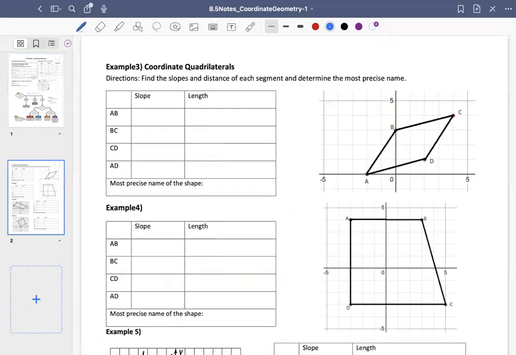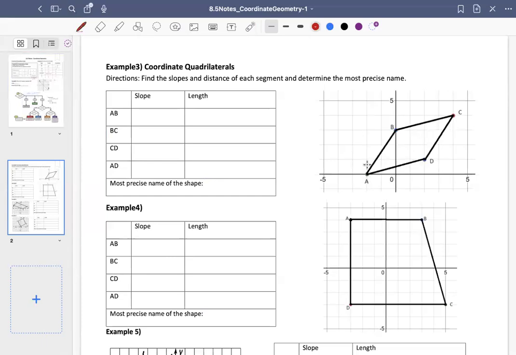So let's go ahead and just do an example. So we have this figure A, B, C, D. We want to find the most precise name for the shape. So anytime we have one of these questions, you need to find the slope of the line and you need to find the length of the line. Let's start by finding the slope.